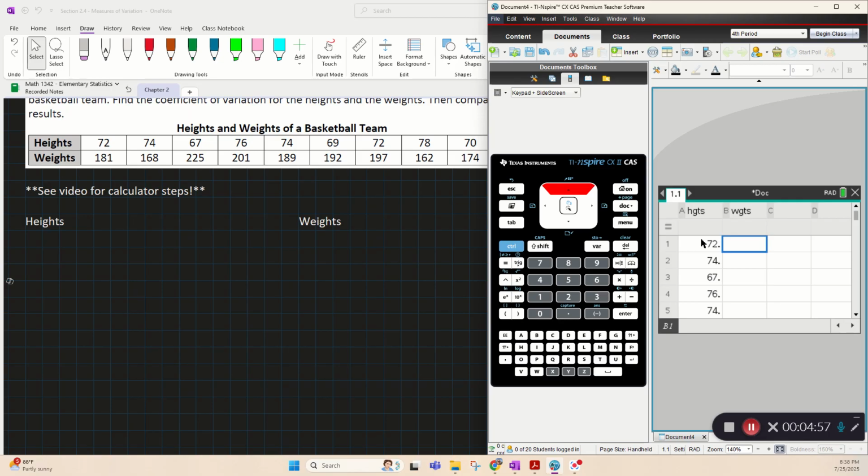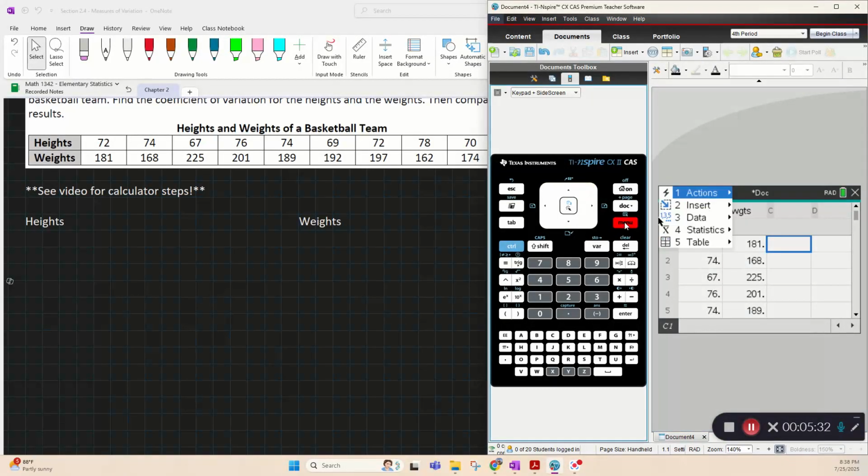Now I'm going to do the weights. 181, 168, 225, 201, 189, 192, 197, 162, 174, and the one hiding is a 171. There we go. Okay, so in column C, I wanted to analyze my heights.